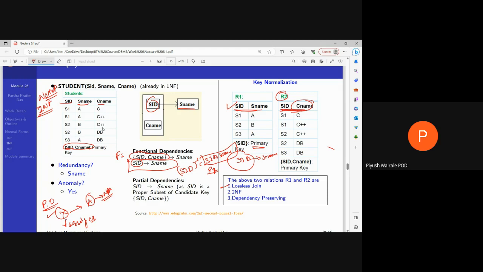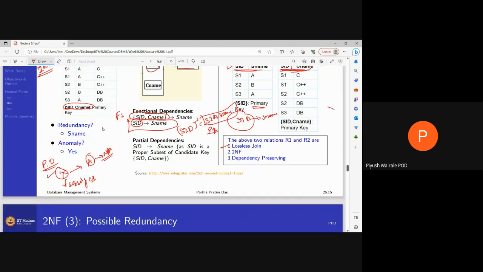Okay, anyone any doubt in this part? Partial dependency. So here also dependency will get preserved. Okay, 2NF. Dependency should get preserved.